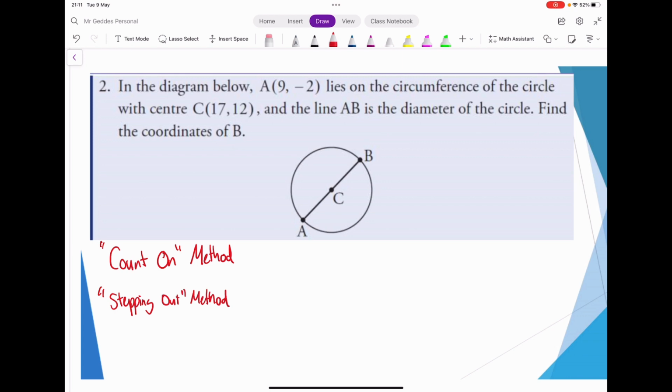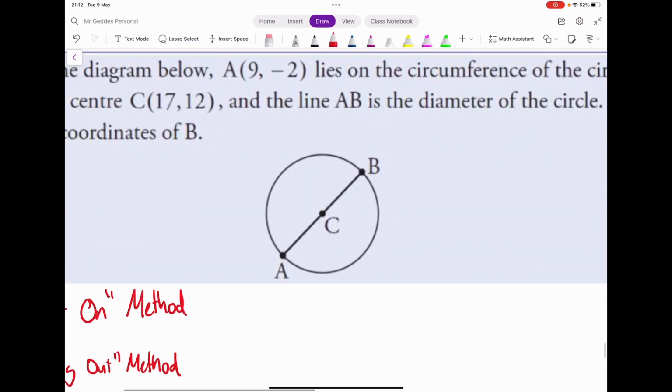You're going to step on, or count on from one point to the next. And since we're in a circle, the distance, or the difference between the points on the x-axis and the y-axis will allow you to go and find the next coordinate point. I'll explain what I mean. So if we label the points, which is a good idea, A is at 9, negative 2, and the point C is at 17, 12. There we go.